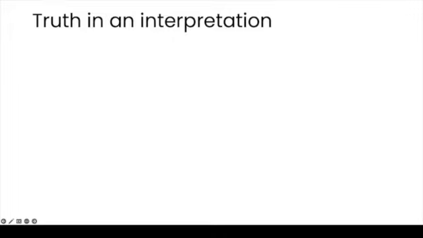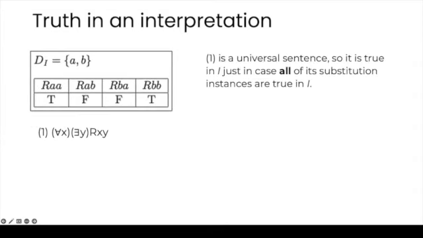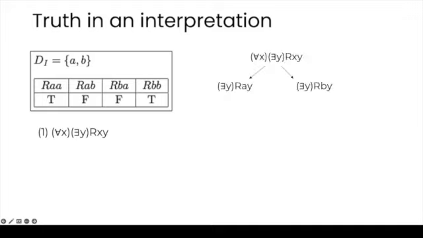How does this apply to truth in an interpretation? Well, suppose that we have an interpretation and we have a sentence, and we ask, is 1 true in interpretation I? Well, remember that it is a universal sentence. So it is true in I just in case all of the substitution instances are true in I. So we have to get all of the substitution instances of sentence 1. So it has 2 substitution instances since there are 2 names in the domain. So these are the 2 substitution instances. One is obtained by substituting a for x. The other one is obtained by substituting b for x.